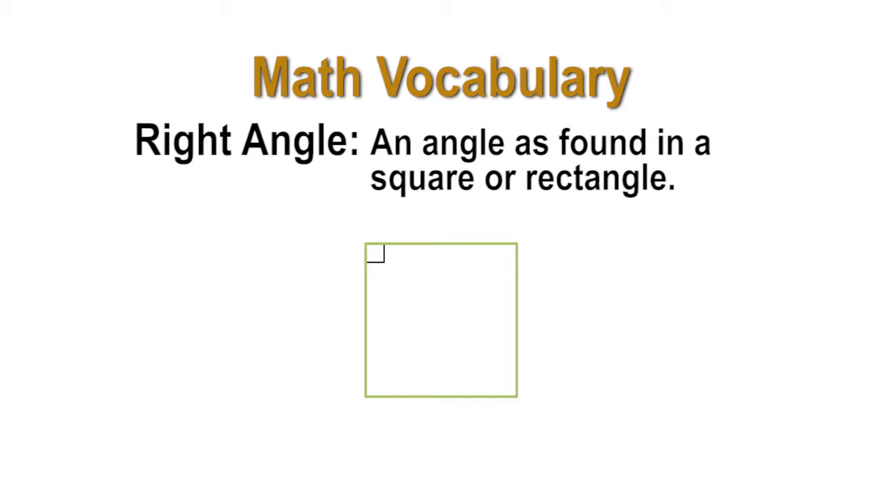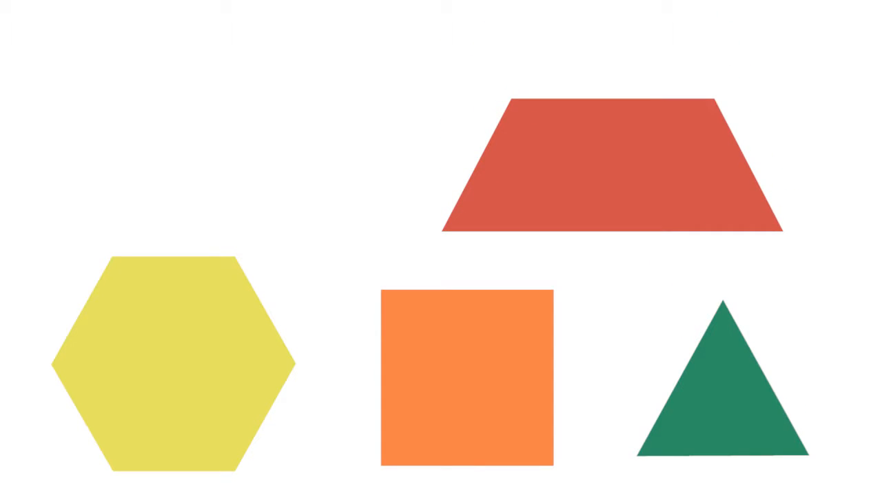In third grade, students will learn that a right angle is found in the corners of a square or rectangle. A right angle will not be formally defined as a 90-degree angle until fourth grade. Let's start by identifying the names of 5 shapes. Here is an orange square, a yellow hexagon, a green triangle, a red trapezoid, and a blue rhombus.